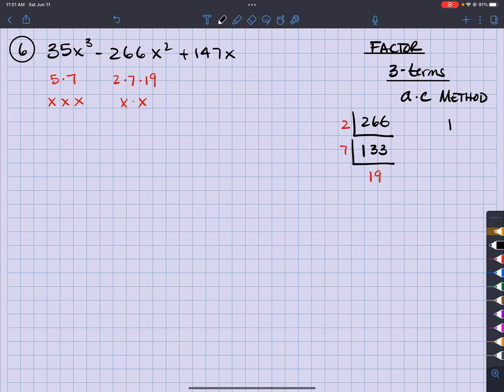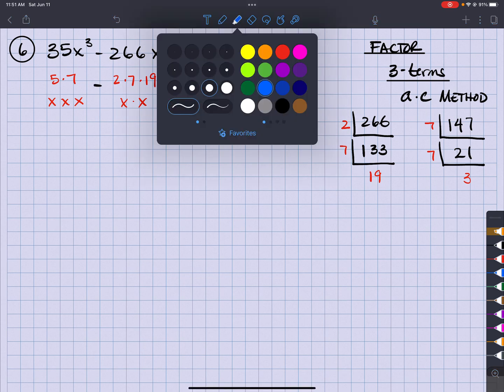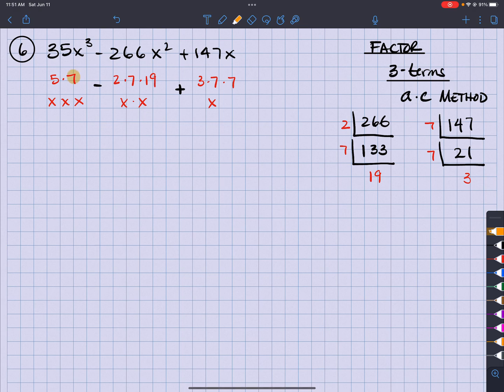147, let's try 147. What goes into that? Well, since I see 7 on the first 2, I'm going to try the 7. And what I'm going to get is a 21 left. What goes into 21? 7 does. How many times? 3 times. So this last one is going to be a 3 times 7 times 7 and an X left. All right, with the plus here and the minus here. And what you will see is that in this case, there's a 7 in all 3, and there's an X in all 3. And there we go.